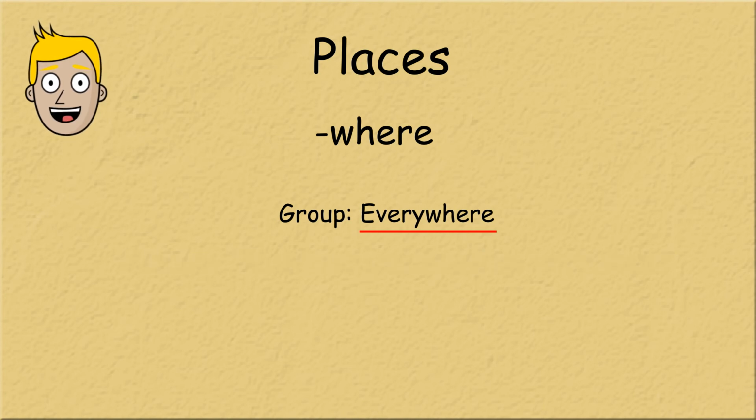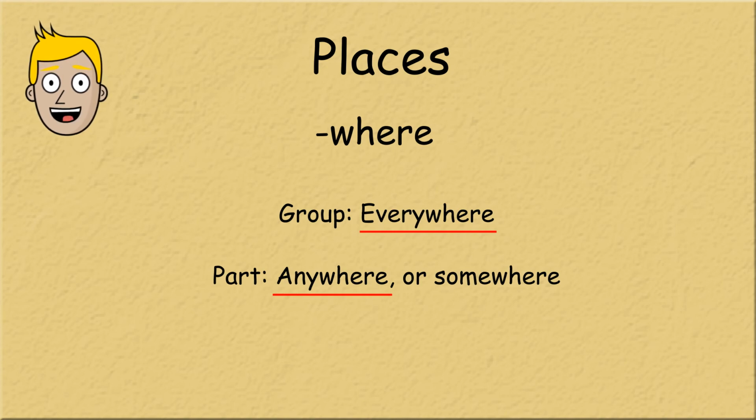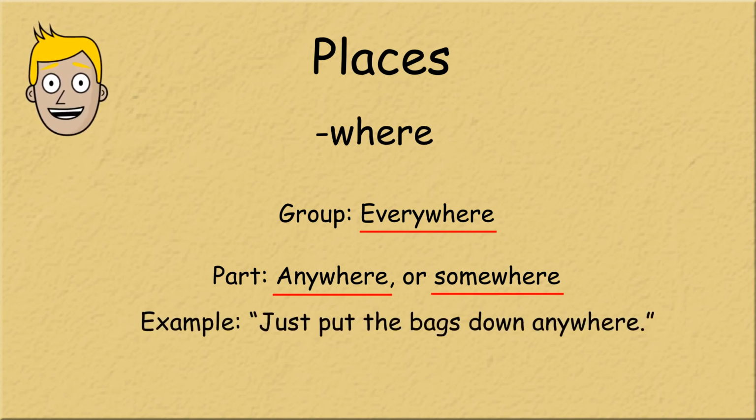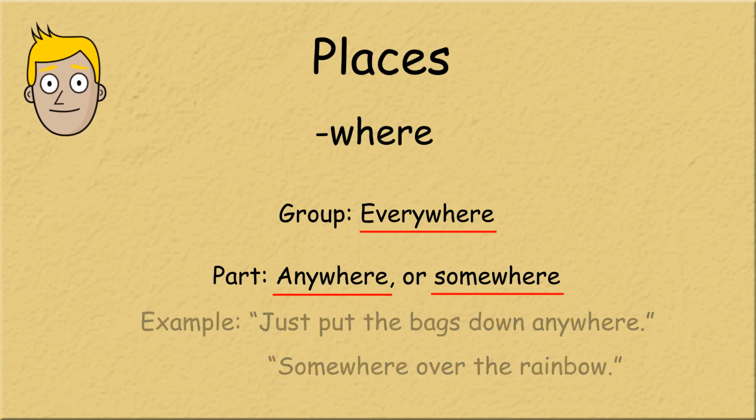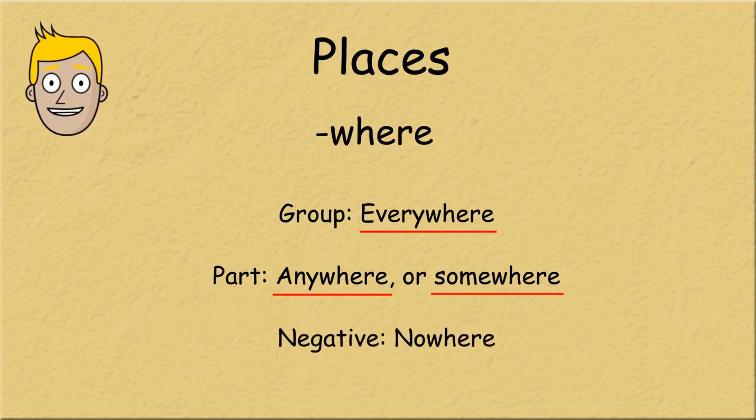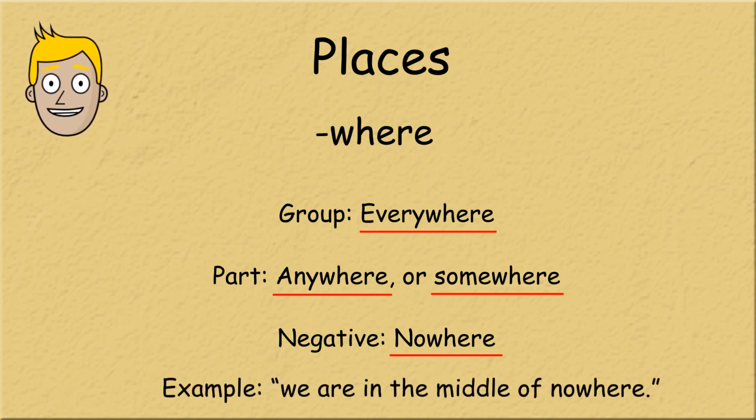When referring to a place as part of something, we can use the pronouns anywhere and somewhere. We can use the examples, just put the bags down anywhere, or more famously, somewhere over the rainbow. And when we are referring to no place in general, we can use the indefinite pronoun nowhere. A common example is the phrase, we are in the middle of nowhere.